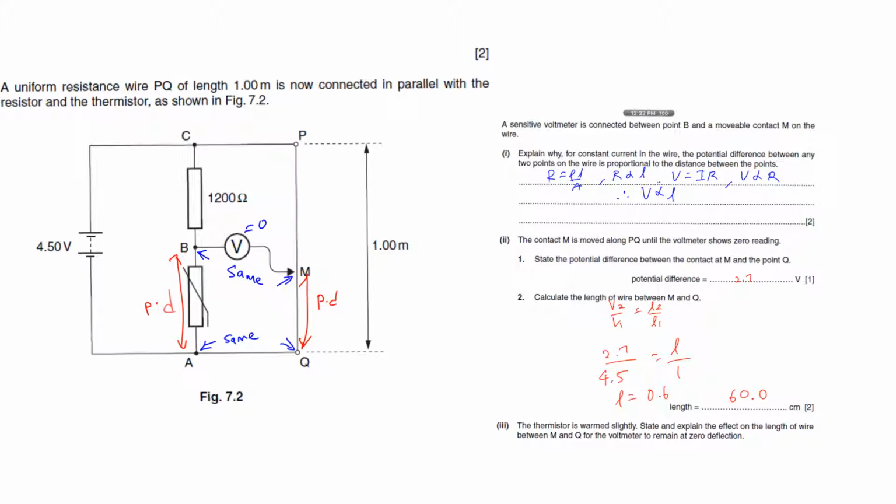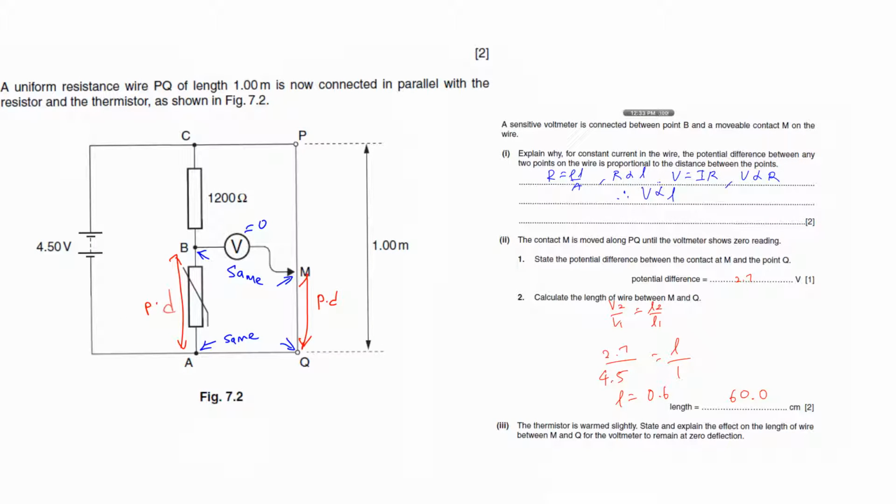that will give you 2.7 volts? So use ratio. 1 meter is 4.5. How many meters will give you 2.7 volts? So V2 over V1 equals L2 over L1. V2 is our final voltage, L2 is the length that we want to find, QM. 4.5 is the whole thing, and 1 meter is the whole thing. So in the end you will get your L as 0.6 meters, which is 60 centimeters, because they want it in centimeters.